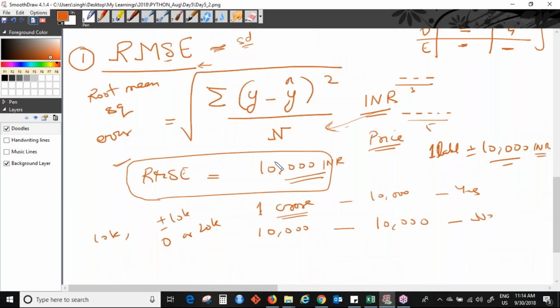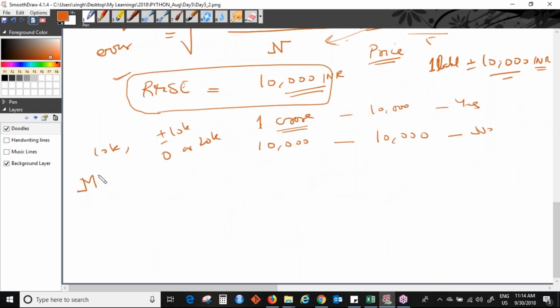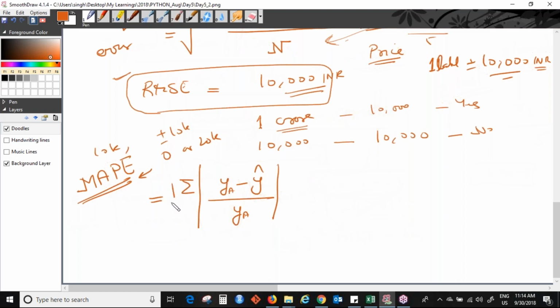Okay, so to remove that disadvantage, we have another error which is called mean absolute percentage error. Now we will compare the error as a percentage. Then this disadvantage will be gone. So let me write the formula again. We start from the right hand side. First we compute the error, so actual minus predicted. Then we take the percentage by dividing it by the actual value, and then take the absolute of it. Then I take the mean of it, so I divide it by n. Now this answer will be as a percentage.